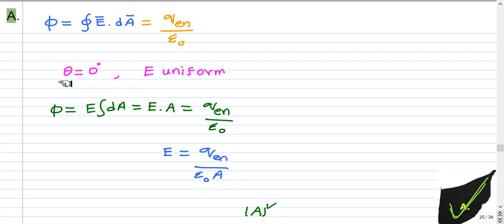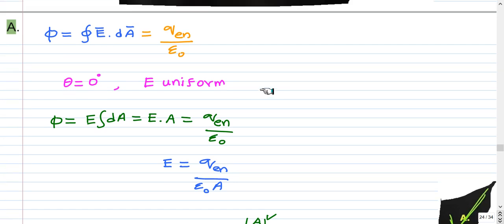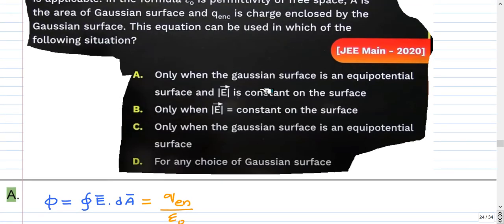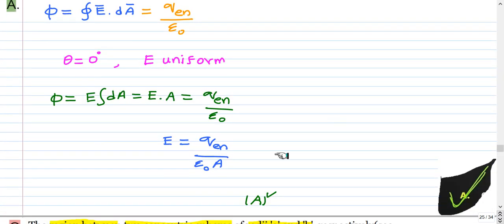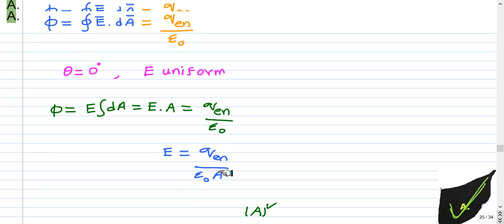So theta equal to 0 is applicable for an equipotential surface. For an equipotential surface, the electric field is normal to the Gaussian surface. So for an equipotential surface, theta is 0. So option A says when the Gaussian surface is equipotential and magnitude of electric field is constant on the surface. So in that situation, the formula for electric field is Q enclosed by epsilon naught A. So option A is true.